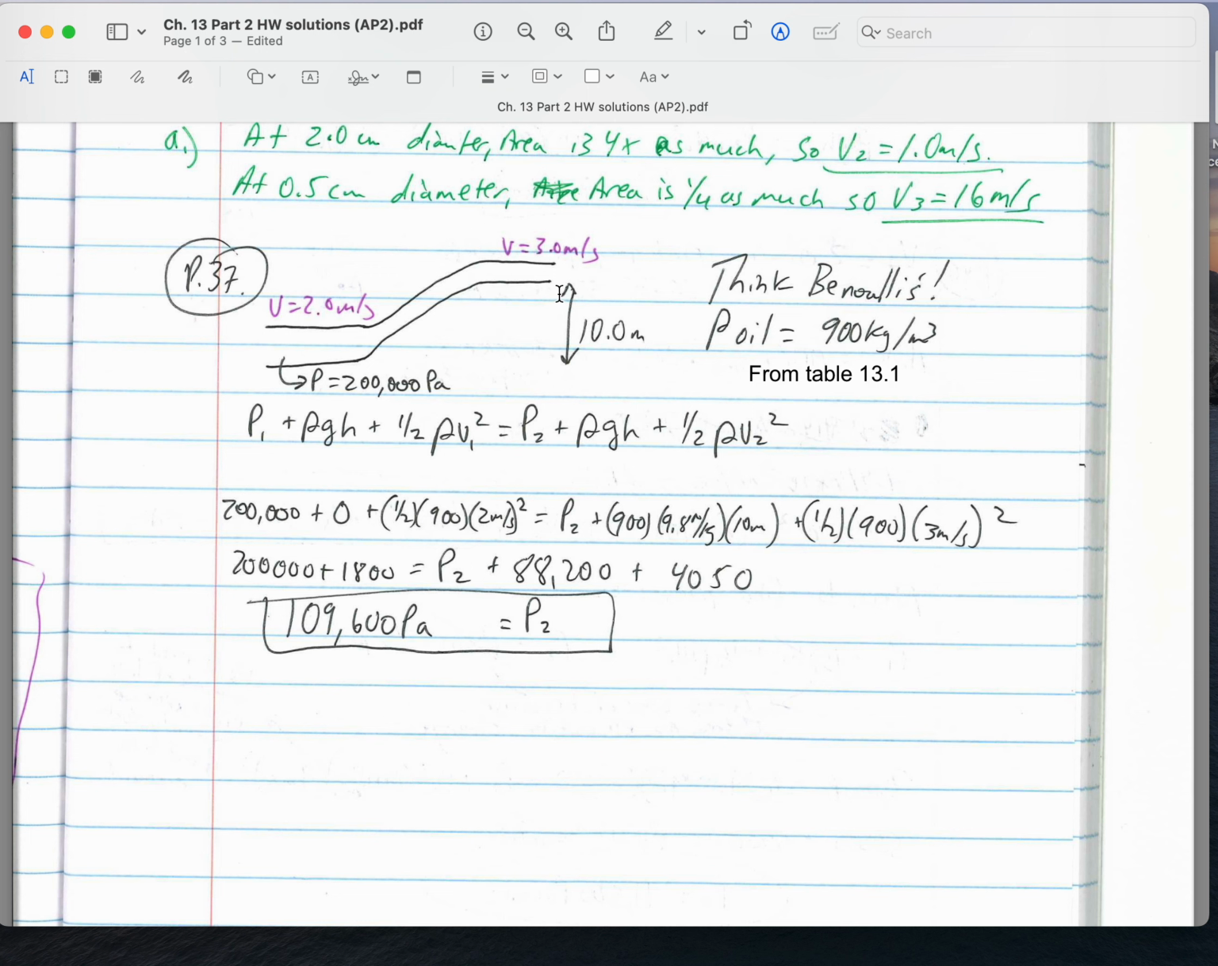So the pressure at 2 is 109,600 pascals. So it's a bit less here than it is here. Kind of makes sense because it's going faster.